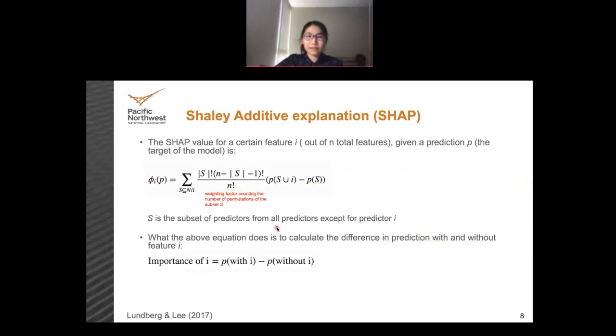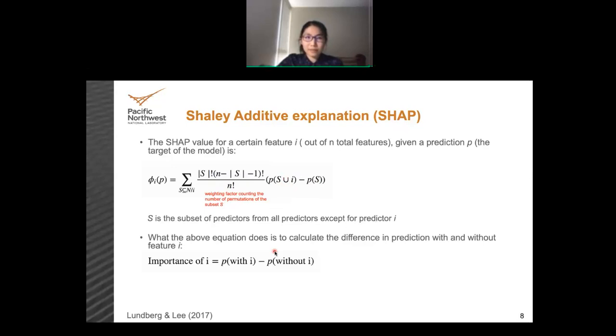And then if we look at the math of SHAP, basically for a certain feature i, we are trying to get the prediction with this feature minus the prediction without this feature. And then we multiply by the weighting factor that counts the number of permutations of the subsets. So together we consider all the orderings and the feature contributions, then we sum them up and take the average.